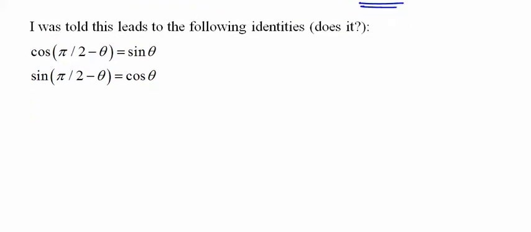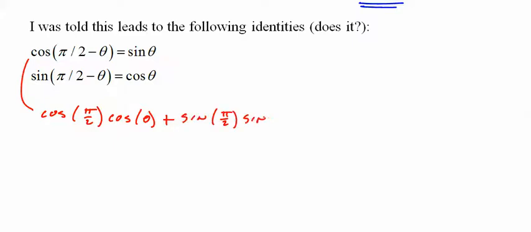So I was told this leads to the following identities, and hopefully I've memorized these well enough. So establish them. Cosine of pi over 2, cosine of theta, plus, because cosine flips, sine of pi over 2, sine of theta. Cosine of pi over 2 is 0, so the first term is 0, plus sine of pi over 2 is 1 times sine of theta, gives us sine of theta.